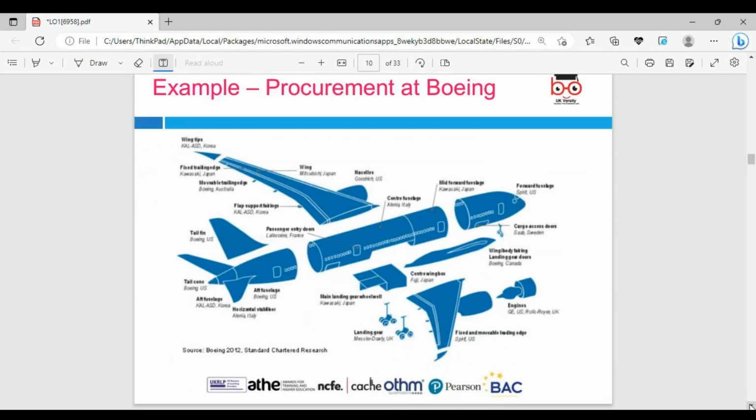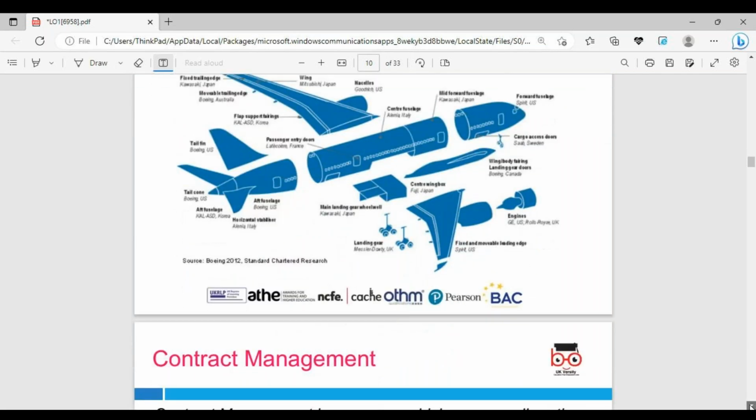An example of procurement: we want to make a Boeing, and you can look at the various companies. Some make wings, some make that, some make this, and we can do the procurement of it. We can supply it, and then we can assemble it to make the final goods.